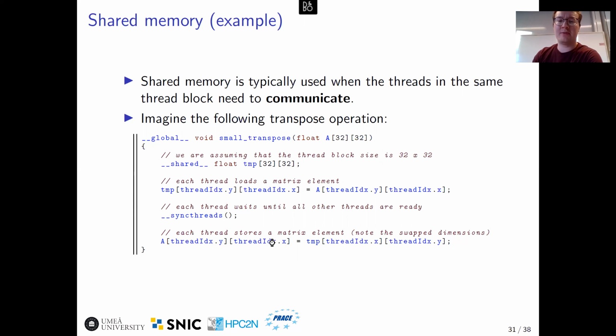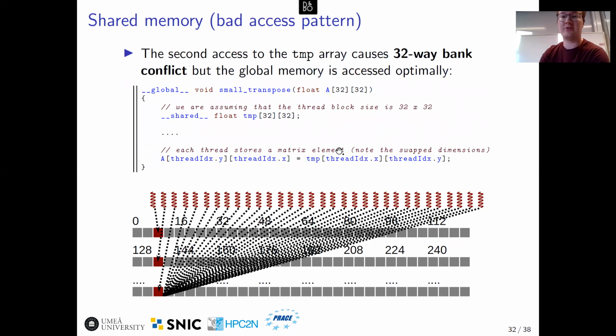But this is actually a very nice example to show you a problematic access pattern to the shared memory. When you look at this second access, where we are reading from the shared memory, we note that since the X dimension is what decides which threads belong to the same warp, the first thread is going to access the memory location here. And then the second thread in the warp is going to jump over the leading dimension of the array. So it's going to jump forward 32 elements in the array.